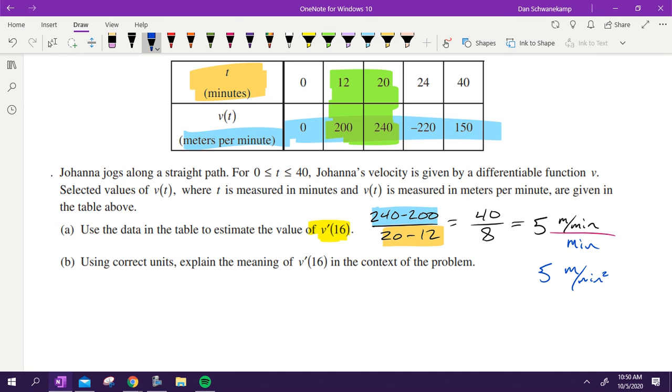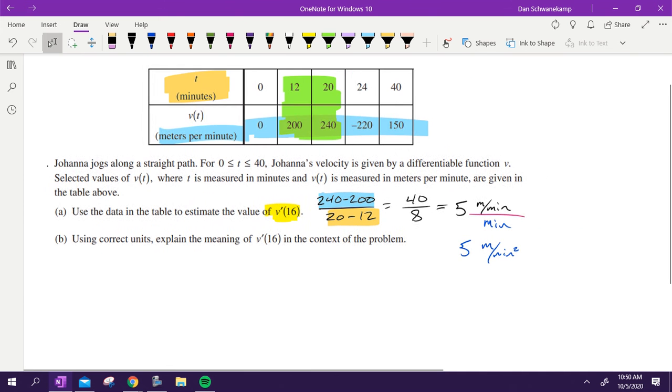We divided by a minute, so that's going to be part of my units. Okay, so that's part A. It's 5 meters per minute squared. You said 5 meters per minute squared or what? Meters per minute per minute. I would write minute squared.